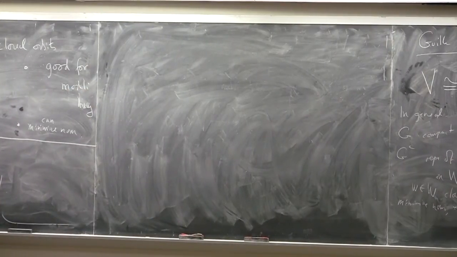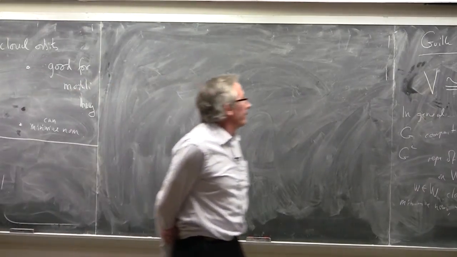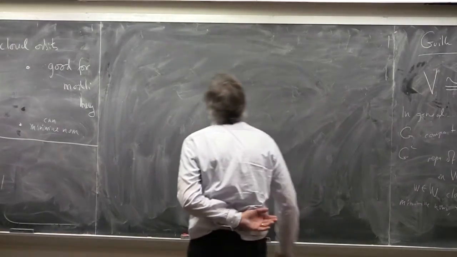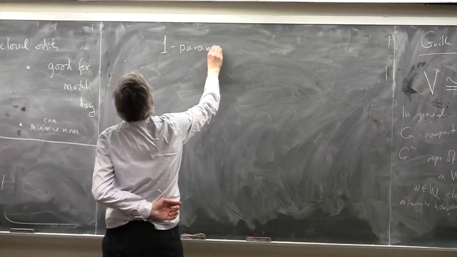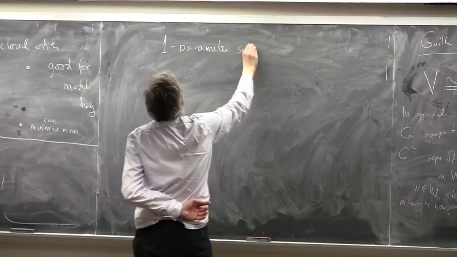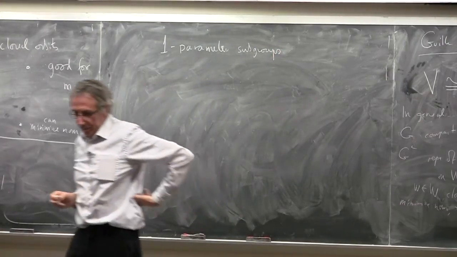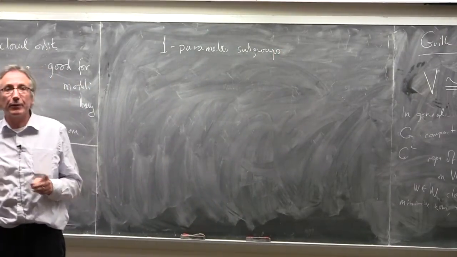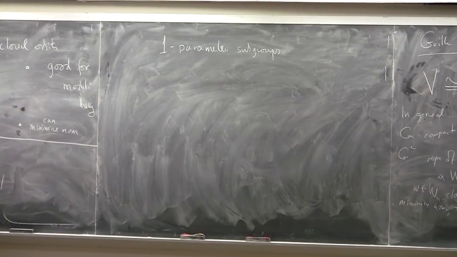But maybe we'll start talking about that tomorrow. Let's just talk about the role of one parameter subgroups. This will make clearer the connection to what we were talking about before. We want a numerical criterion for whether we have this closedness condition.